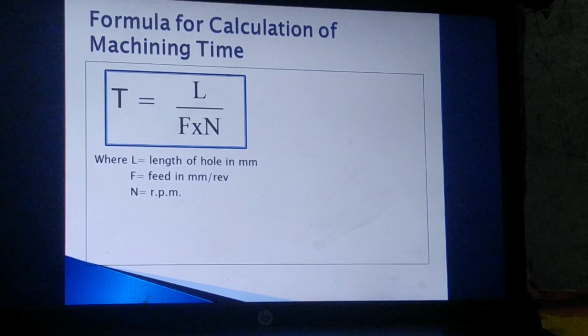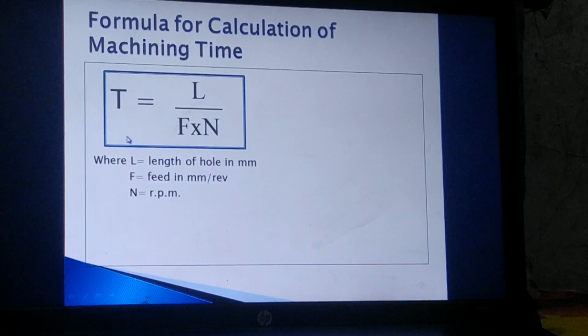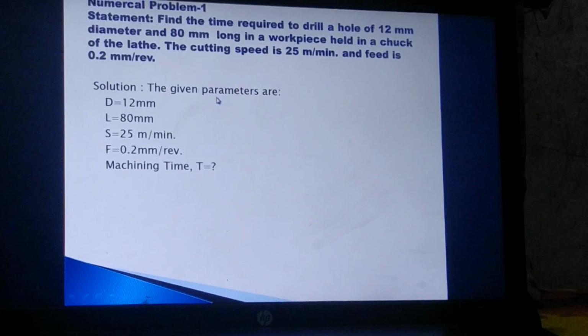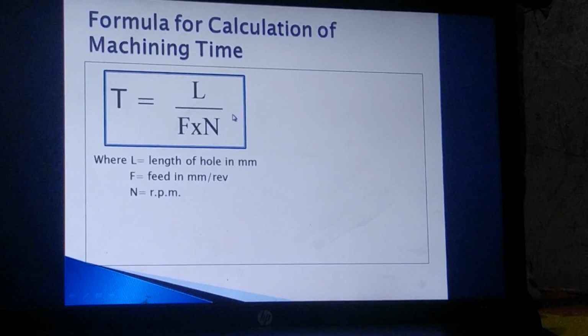Now this is the basic formula to calculate the machining time for drilling operation by either of the two methods. T is the total time taken in minutes, L is the length of the hole in millimeters, F is the feed in mm per revolution, and capital N is the RPM.